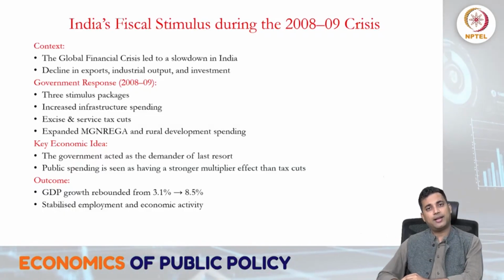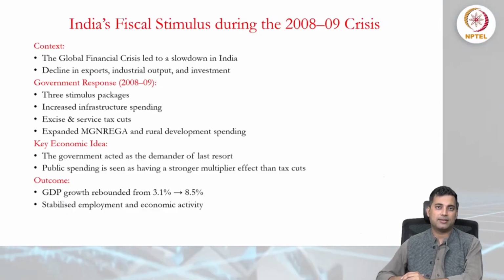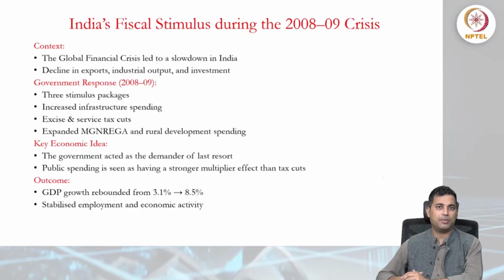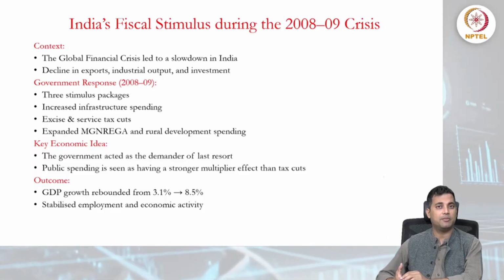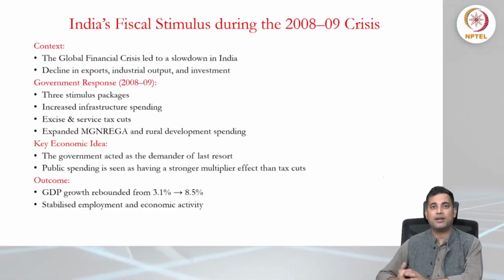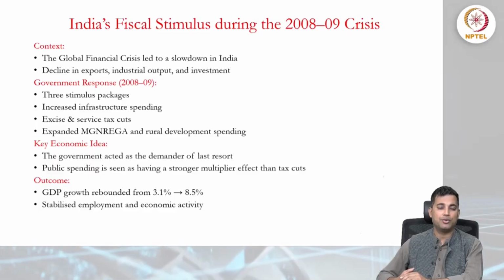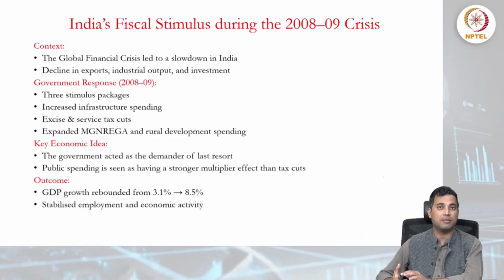We can also see this in the case of COVID-19, the most recent example, where government stimulus was again used during the crisis. Through various policies, 15% of GDP was spent under the Atmanirbhar package.